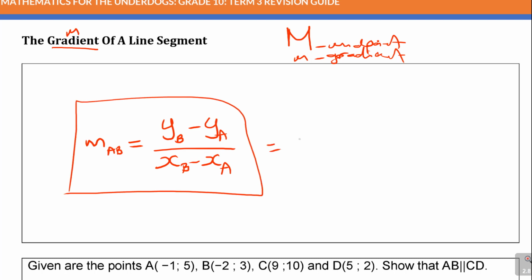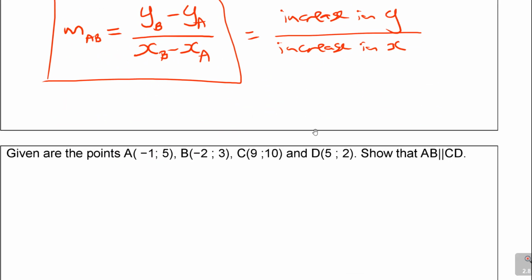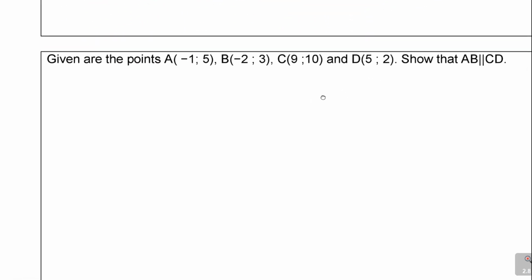Sometimes they ask, what is gradient? It's the increase in Y, YB minus YA, over the increase in X, which is represented by XB minus XA. Are you with me? So let's make an example here.